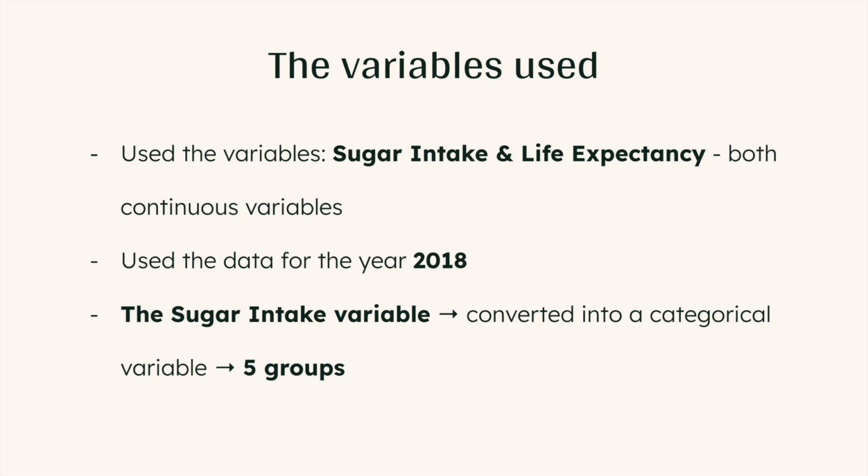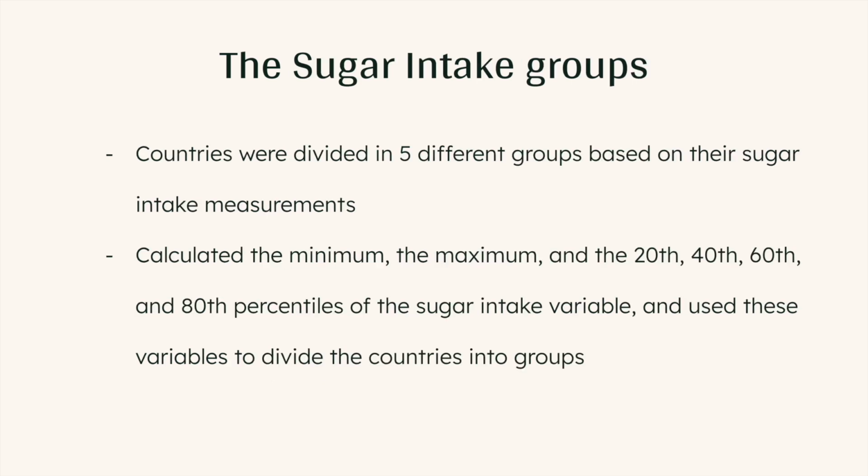I decided to use the data for the year 2018, and since both of these variables are continuous variables, I decided to convert the sugar intake variable into a categorical variable. In order to do that, I divided the countries into 5 different groups based on their sugar intake measurements. To do that, I calculated the minimum, the maximum, and the 20th, 40th, 60th, and 80th percentiles of the sugar intake variable, and used these percentiles to divide the countries into these 5 different groups.